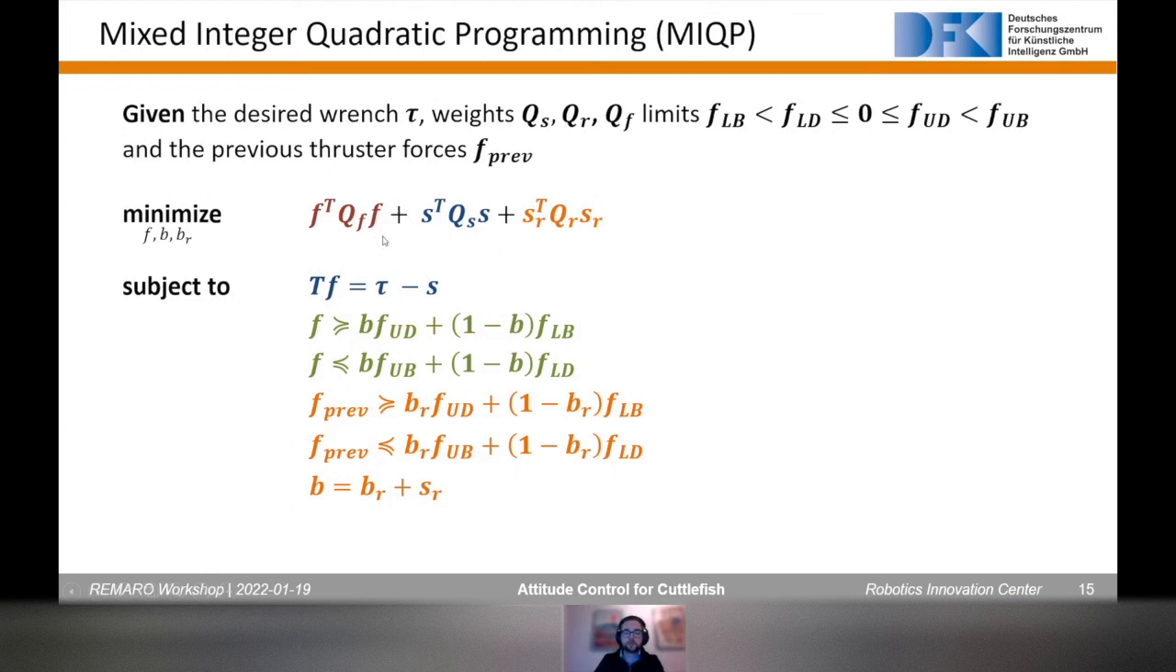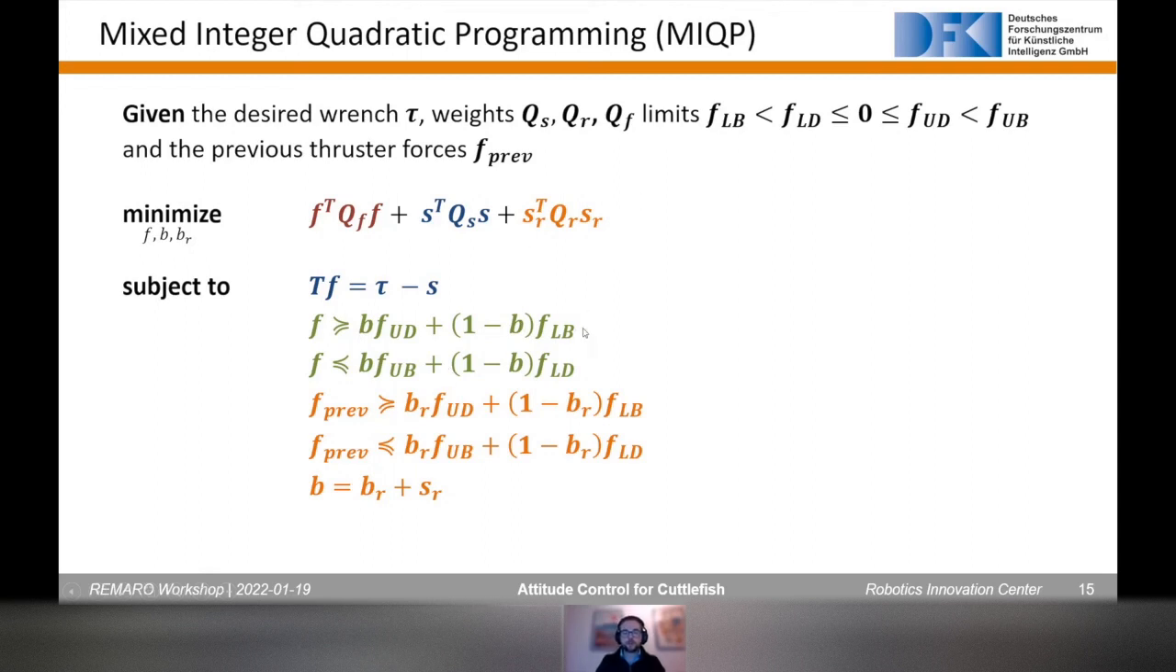The first term should seem familiar. It just tries to minimize the thrust that is actually used, so that we're not using overly much, as little as possible. Then we have a slack variable S, and a second slack variable SR. The first slack variable should also seem familiar. This is just penalizing the deviation of the resulting range from the desired one. Here tau is the desired range. And the second one is taking care of the thrust reversal.